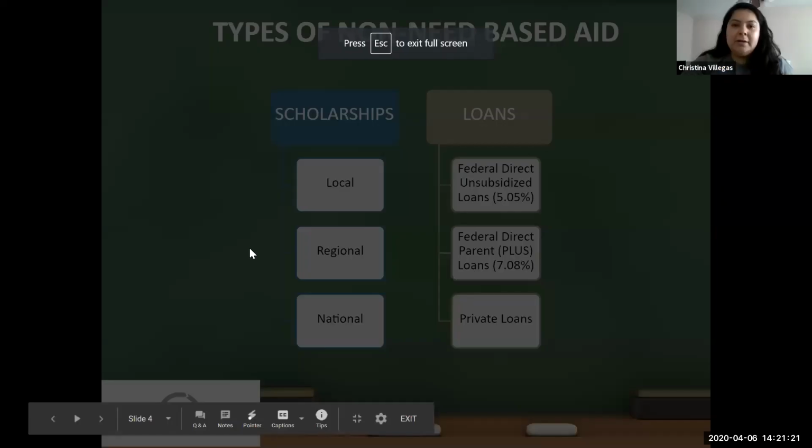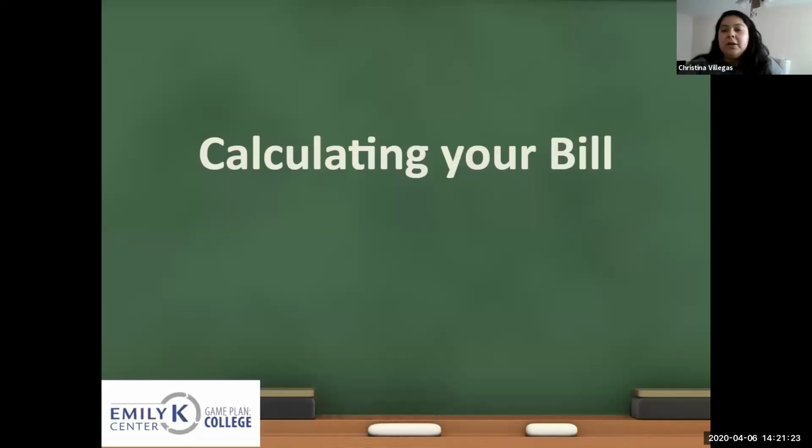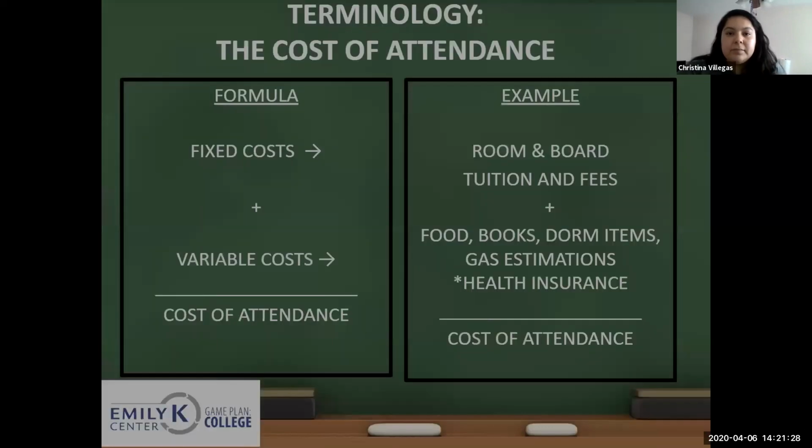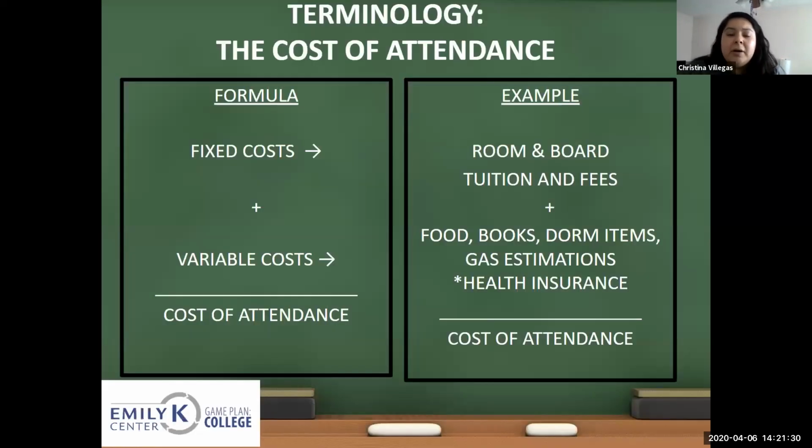Hello, everyone. So we are going to talk about cost of attendance and calculating your bill. Just to bring this back up, we have fixed costs and variable costs. Fixed costs can also be known as direct costs, so that's what I'm going to be referring to them as. And variable costs are indirect costs. They vary and are not charged to your bill, while direct or fixed costs are charged to your bill. Examples would be tuition, fees, and room and board.